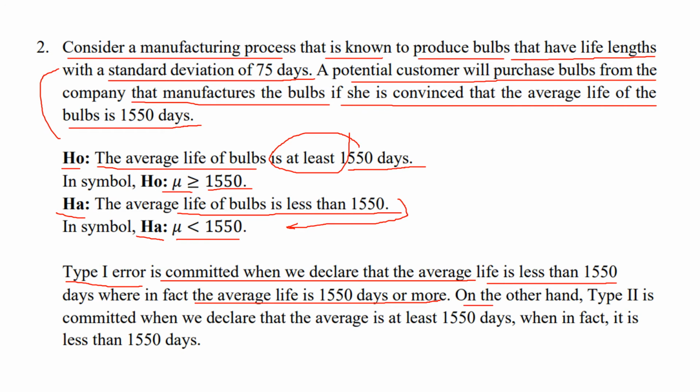On the other hand, a type 2 error is committed when we declare that the average is at least 1,550 days, when in fact it is less than 1,550 days. So that's how we commit type 1 and type 2 errors based on the given statement. Right after formulating your null and alternative, we can predict how we can commit these type 1 and type 2 errors.